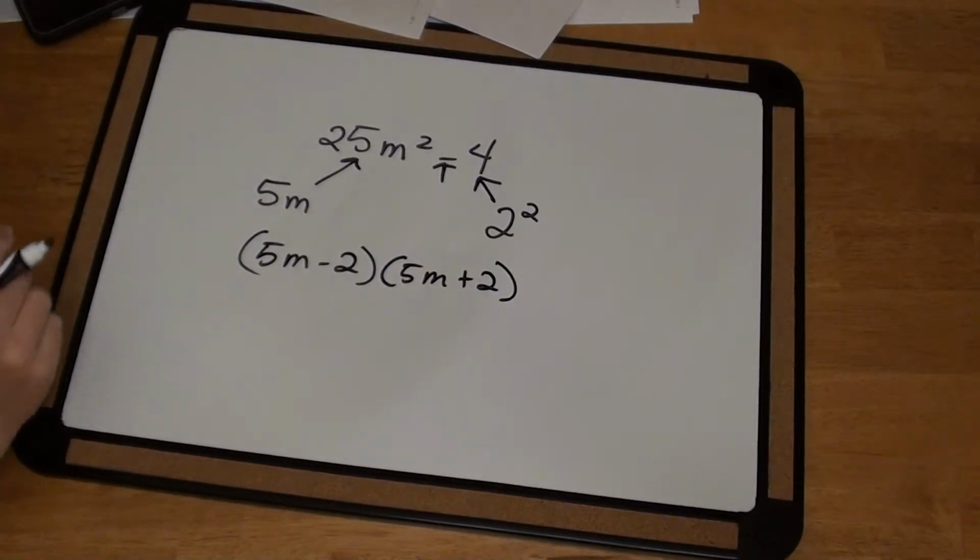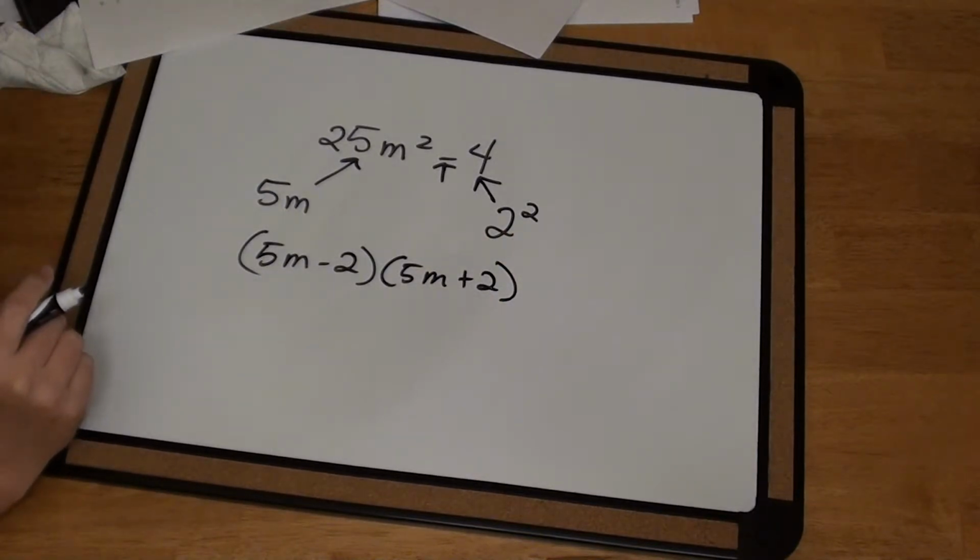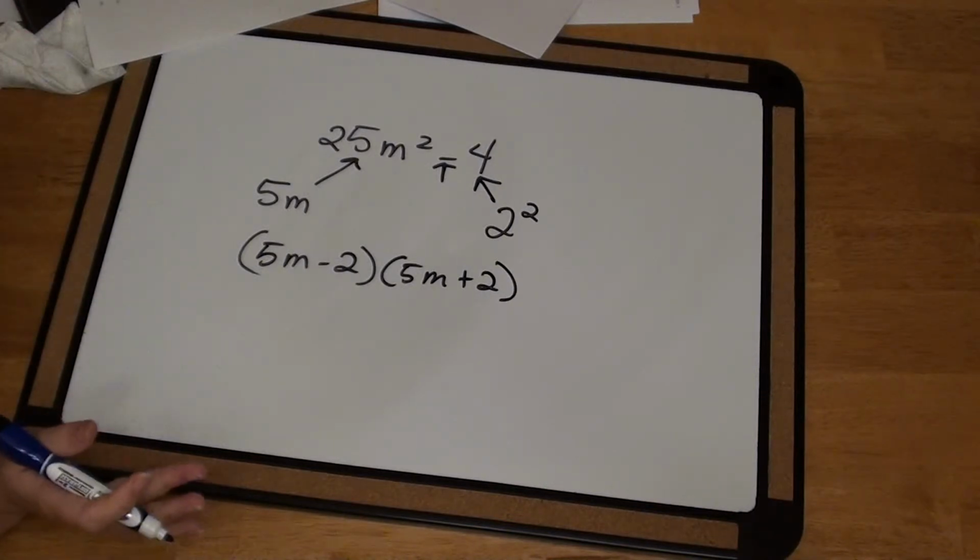Difference of two squares. You must know it. There's no way around it.